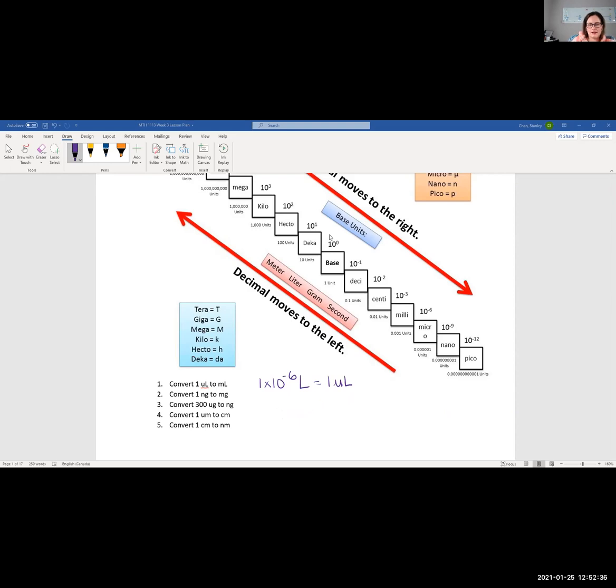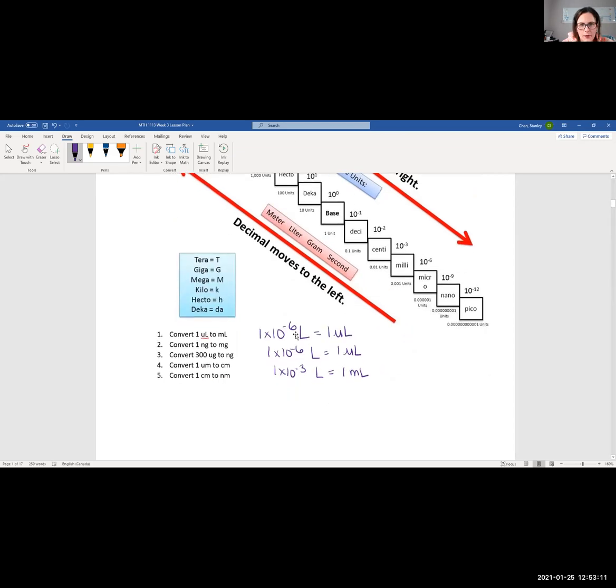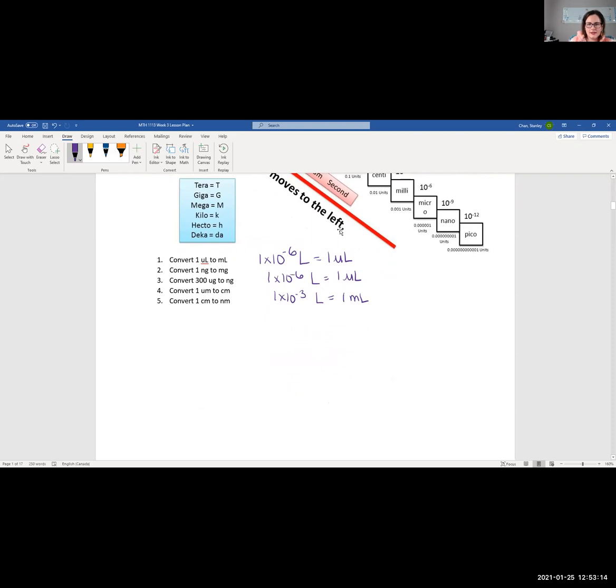So in order to convert this from microliters to milliliters, we're going to say, okay, 1 times 10 to the -6 liters equals 1 microliter. And 1 times 10 to the -3 liters equals 1 milliliter, okay? So let me just try to set this up here. So question number 1.